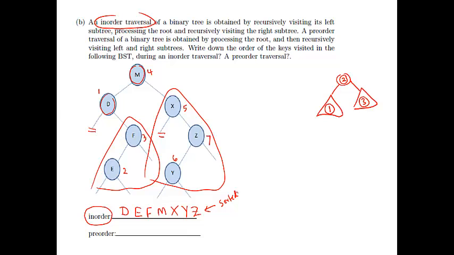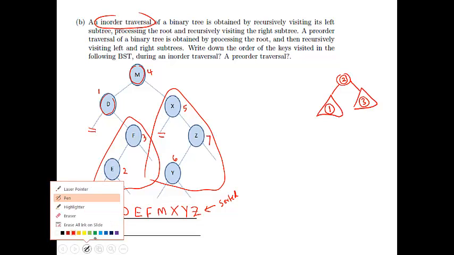Given a binary tree, if you traverse the tree in order, and it produces a set of sorted keys, if you assume alphabetical order, then you have a binary search tree. Okay, so let's do the pre-order traversal. I'm going to use a different color for that.